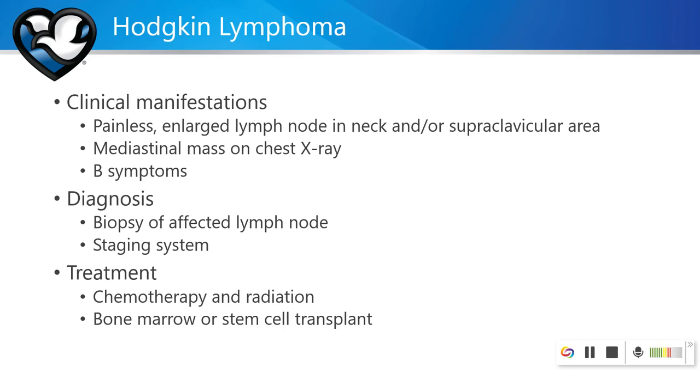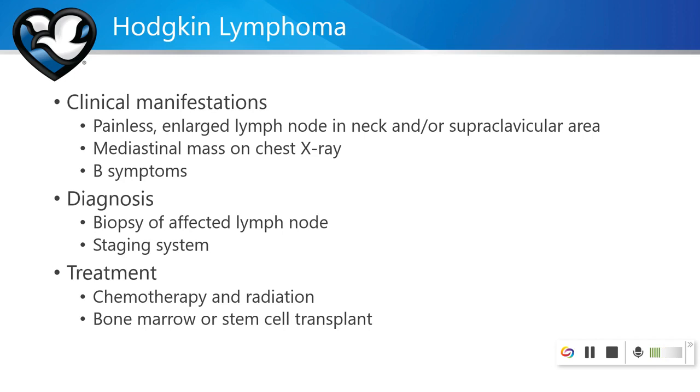The staging system includes stage 1 through stage 4, with stage 1 indicating lymphoma cells are in one lymph node group, or the cells are not in the lymph nodes and are only in one part of a tissue or organ. And stage 4 is when lymphoma cells are found in several parts of one or more organs or tissues, or the lymphoma cells are in an organ and in distant lymph nodes.